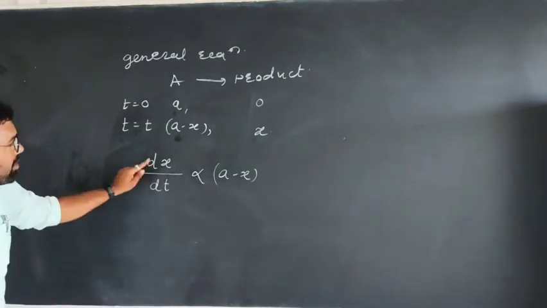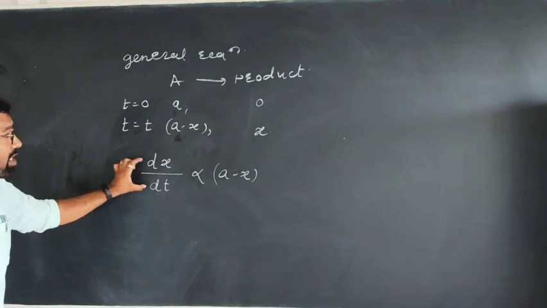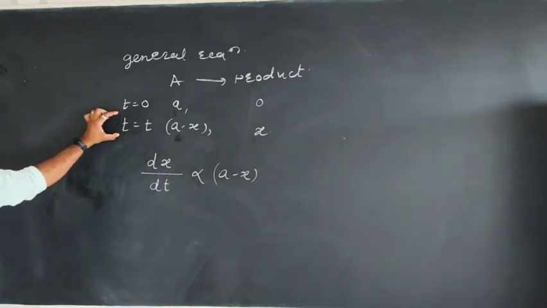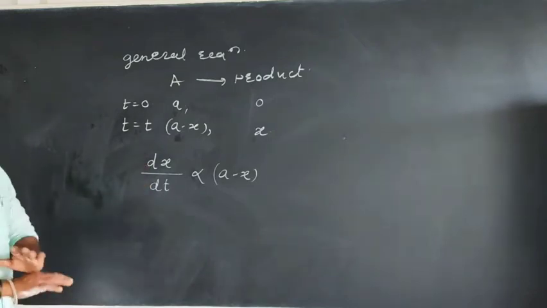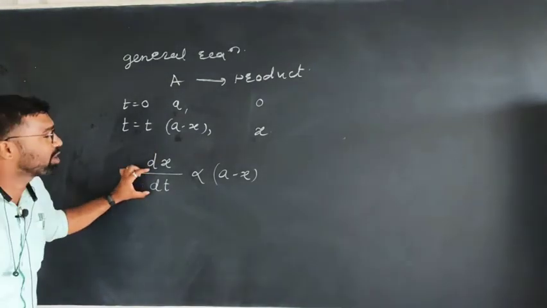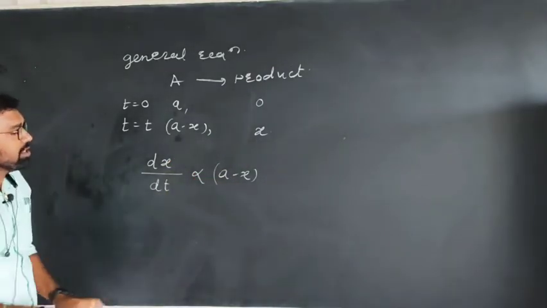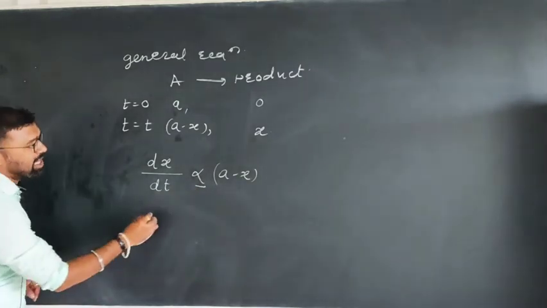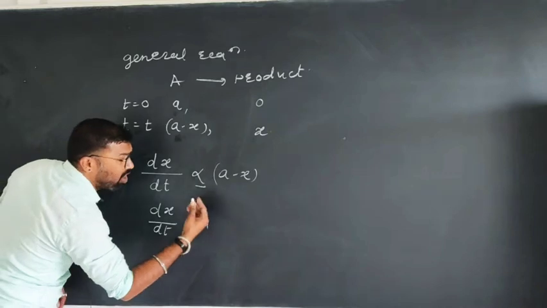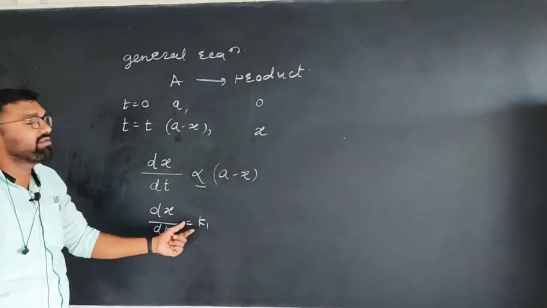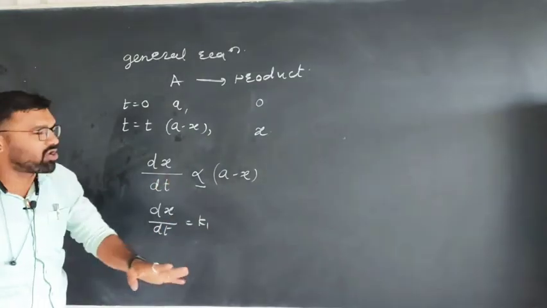Here, the rate of formation of product at time t is directly proportional to A minus x. To remove this proportionality symbol, I can write dx upon dt is equal to k1 times A minus x, or only k. Why do I write k1 here? Because I want to give the derivation for first order, zero order, second order, third order, and so on.